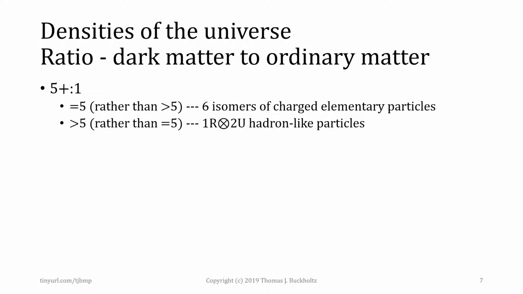To explain the observed 5+1 ratio of density of the universe of dark matter to density of the universe of ordinary matter, we assume that nature embraces 6 isomers of charged elementary particles. Each isomer correlates with its own isomer of spin-1 interactions with charge and nominal magnetic dipole moment. One isomer of charged elementary particles correlates with ordinary matter. The other 5 isomers of charged elementary particles provide for most dark matter.